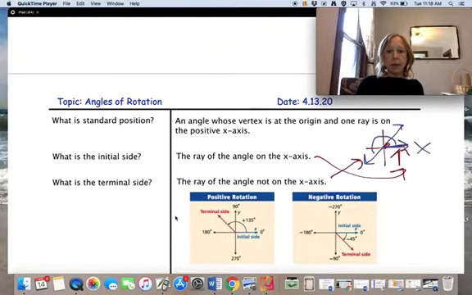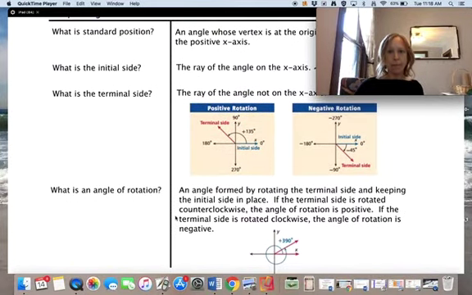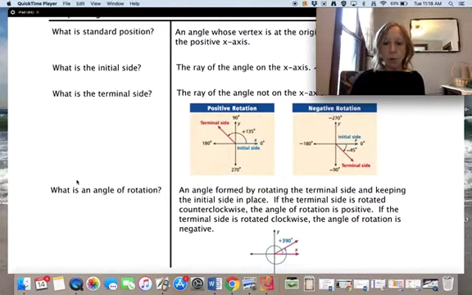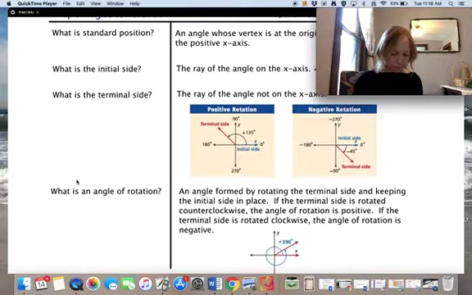We have positive and negative angles of rotation. When we rotate counterclockwise, we are rotating in a positive direction. When we rotate clockwise, we are rotating in a negative direction. The way I remember which way is positive and which way is negative is we're always going to be starting right here on this positive x-axis.